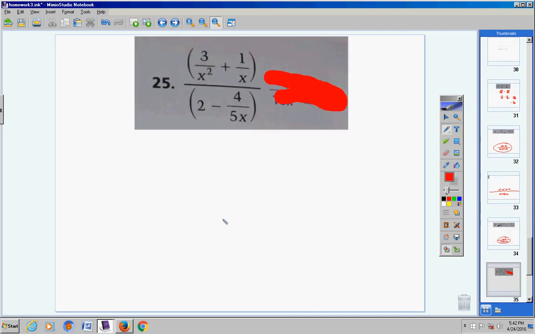Okay, now we're getting into complex fractions. Now with complex fractions, remember you want to get one fraction up top and one fraction in the bottom. That's your goal. Then you can take those two fractions and divide them out. Okay, so here we go. Let's take our top two fractions. Let's work on those first. So 3 over x squared, positive 1 over x.